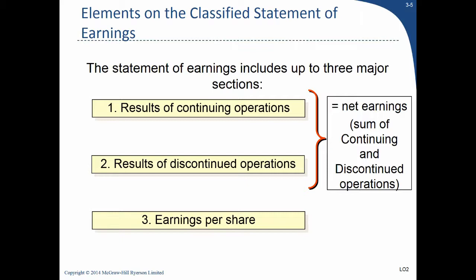We have to separate the results, the revenues and expenses, from that separate operation so that the users of the financial statements understand, here's the segment of our income that's expected to continue into the future, and here's what's expected to not continue into the future. This might be gone in 12 months, okay?